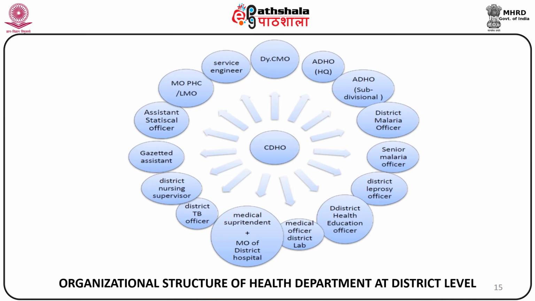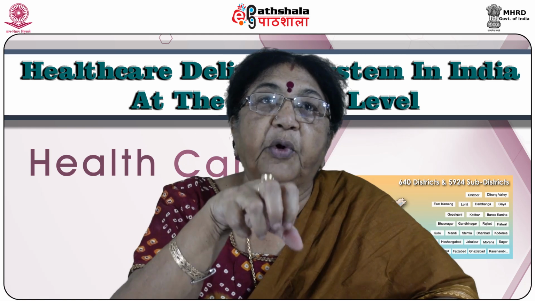Now, this is the organizational structure of a health department at the district level, wherein you have the deputy CMO, you have the ADHO, he is assisted by the district malaria officer, and they have a senior malaria officer, the leprosy officer. The district health education officer is a very important person because he has to see that the mass education of the public is an ongoing process. Without mass education, without mass communication, it is not possible to spread knowledge of these diseases so that people are aware and report in time.